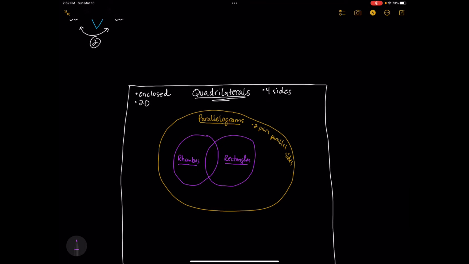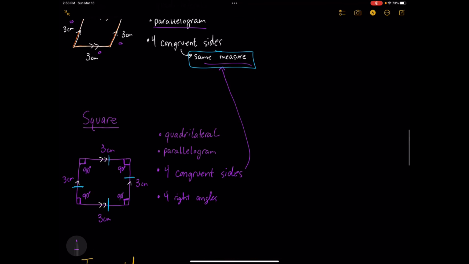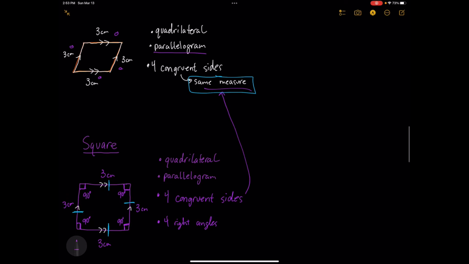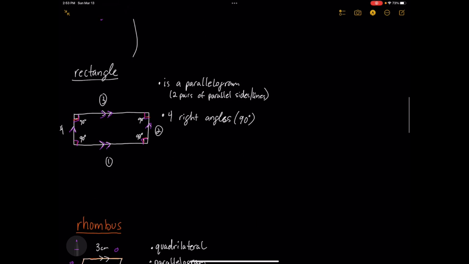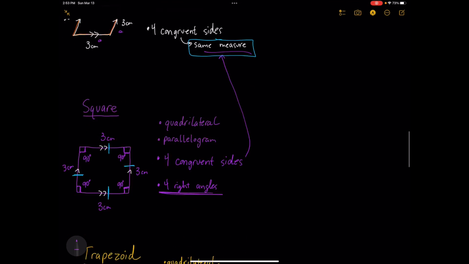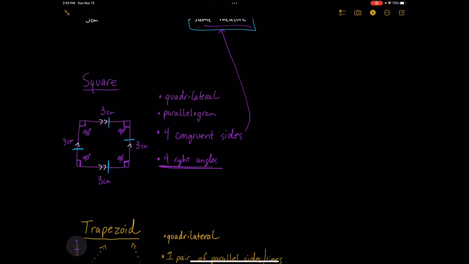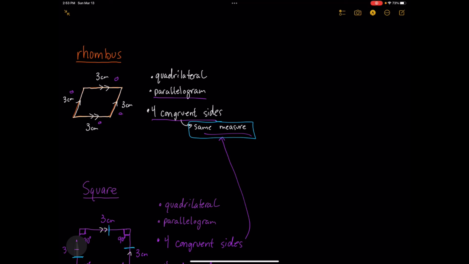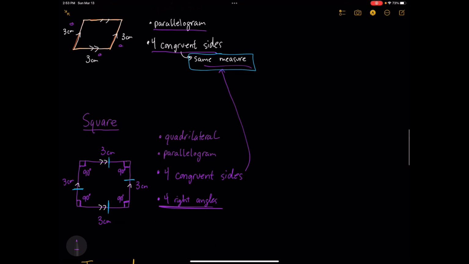And then within this tiny little group right here, these are the squares. Why are the squares in between both of those? Because they have characteristics of rectangles, and they also have characteristics of a rhombus, right? So squares have a characteristic of rectangles because they have four right angles, right? Rectangles have four right angles. And then they also have characteristics of a rhombus, which means they have four congruent sides, or all four sides are the same, right? So they have four right angles, they have four sides, and they're all the same. Okay?